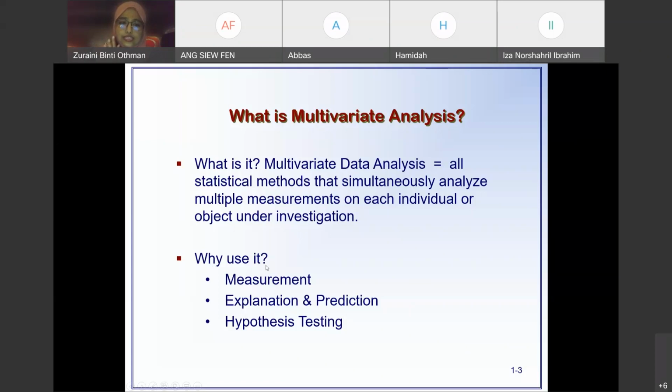Okay, why use this multivariate analysis? We use it to measure something, to explain and predict something, and for hypothesis testing. For example, for explanation and prediction, using the graduate employability data, we want to predict whether this course is still valid for the next 10 years. That's why we are using this multivariate data analysis on that particular person, which is the graduate. The graduate is our sample. Okay. Is there any question?